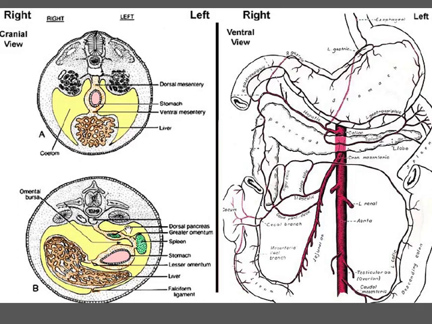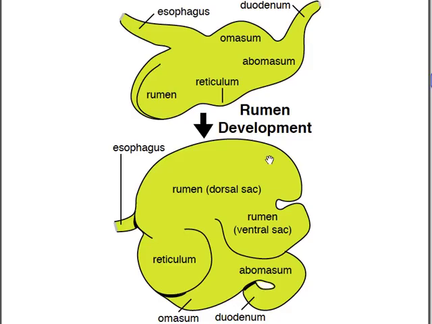On the right, we see the adult pattern, a ventral view with the stomach aligned in a transverse plane within the abdomen. The complex ruminant stomach has 3 fermentation compartments: the rumen, which has dorsal and ventral sacs, the reticulum, and the omasum. The abomasum is a glandular compartment analogous to the simple stomach seen in carnivores.